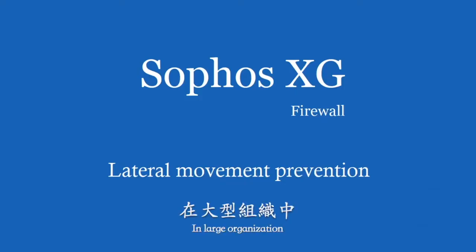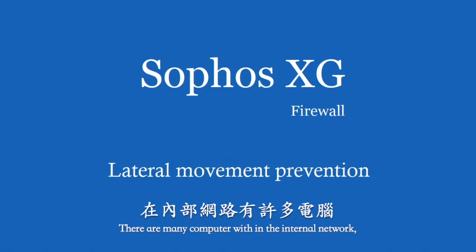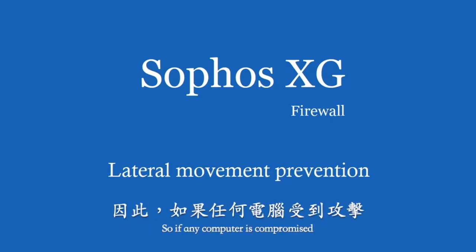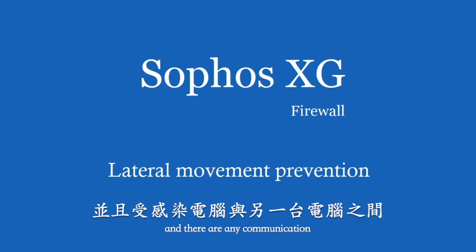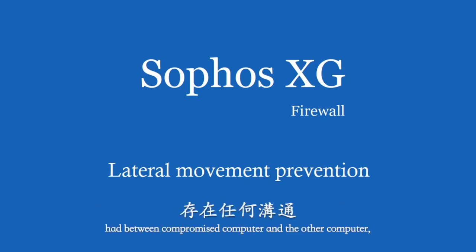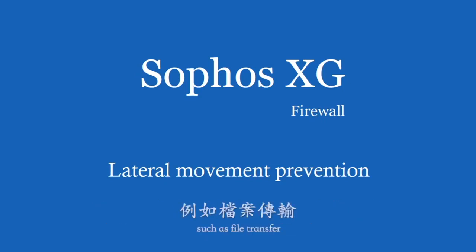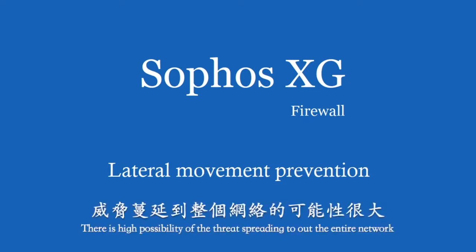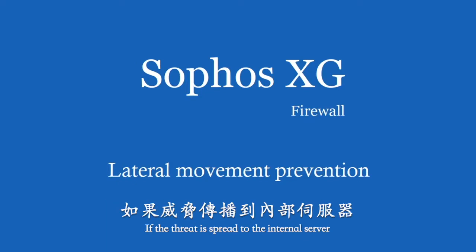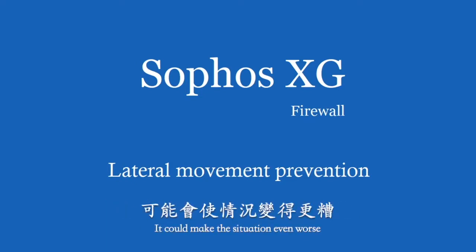In large organizations, there are many computers within the internal network, so if any computer is compromised, and there is any communication between the compromised computer and the other computers, such as a file transfer, there is a high possibility of the threat spreading throughout the entire network. If that threat spreads to an internal server, it could make the situation even worse.